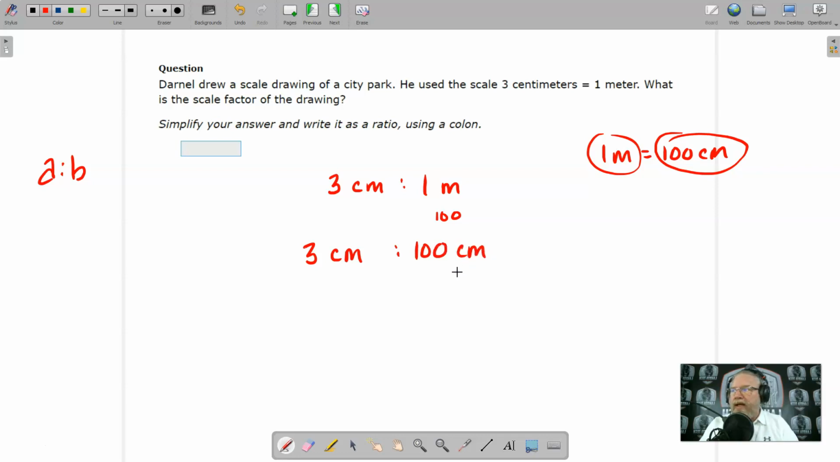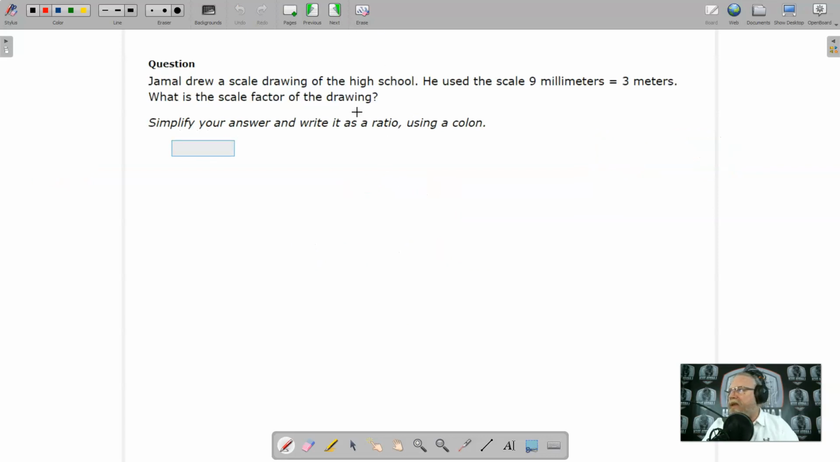Now, in this case, we have set up a situation where our measurement is the same, so we can just compare the numbers. 3 is to 100. So the idea is that we want to convert the larger measurement to the smaller measurement using an equivalent amount. I don't know if I worded that very well, but we're going to do plenty of examples to get an idea of how that works.